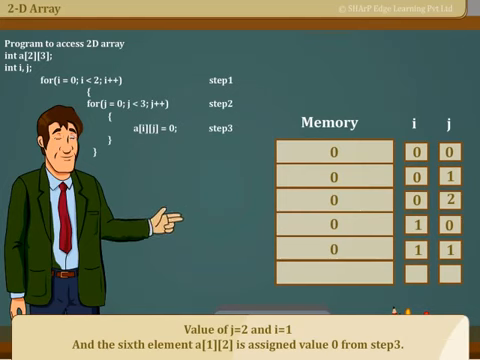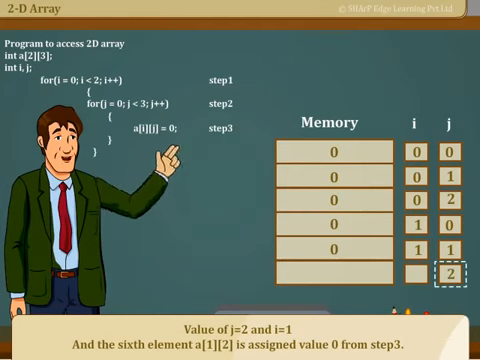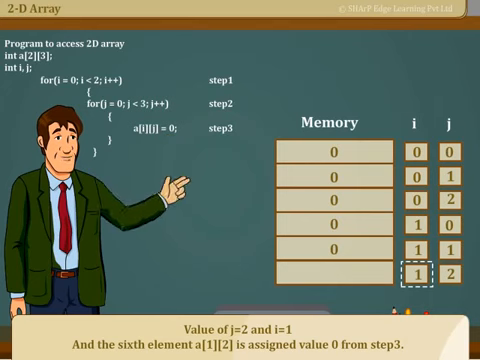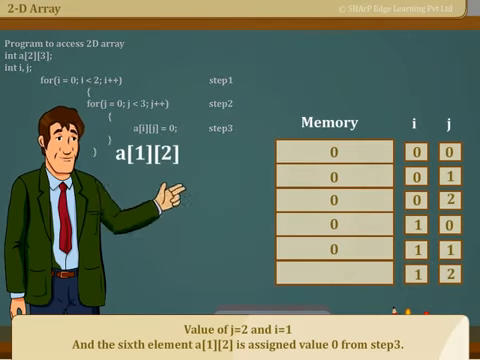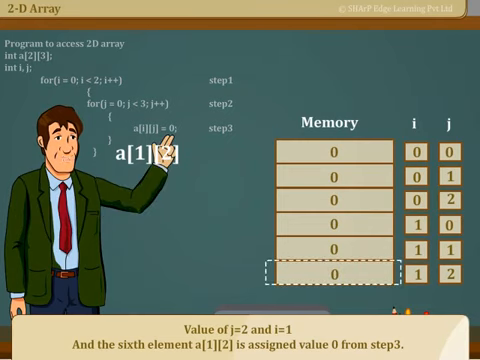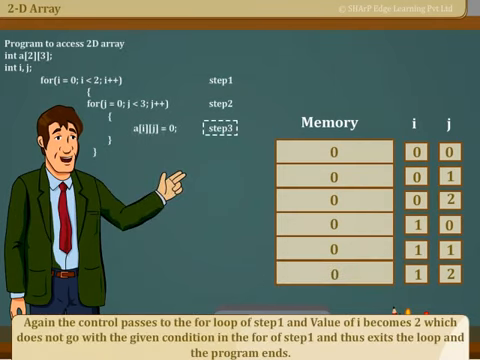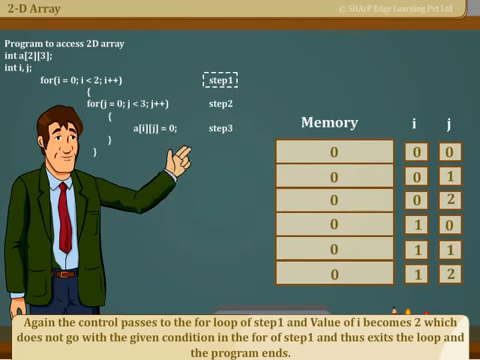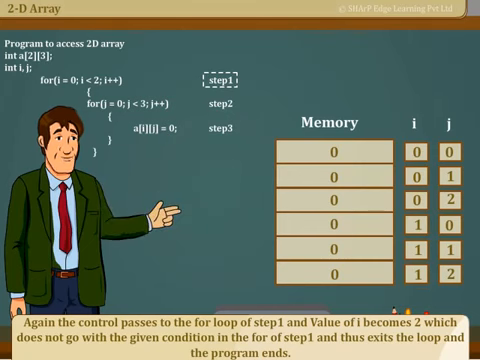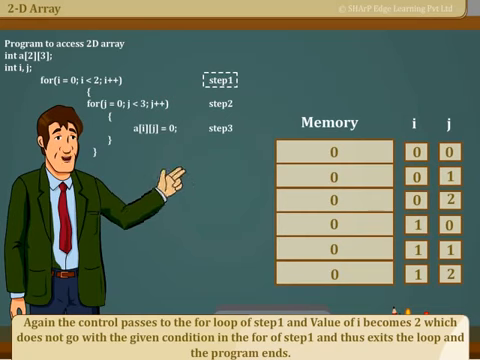Value of j is equal to 2 and i is equal to 1. And the sixth element A12 is assigned value 0 from step 3. Again, the control passes to the for loop of step 1 and the value of i becomes 2, which does not go with the given condition in the for loop of step 1, and thus exits the loop and the program ends.